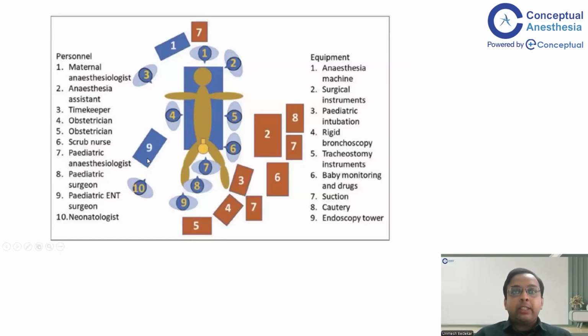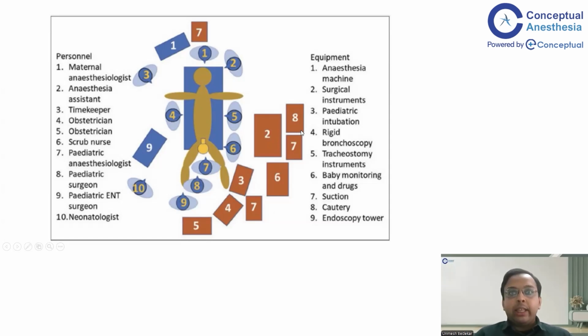So this is the ergonomics of the operation theater, starting from one, where there is the main anesthetist or the maternal anesthesiologist and the assistant. Three is the timekeeper of the procedure. Here are the surgeons, that is the obstetricians, on both sides. Here is the nursing staff at six. At seven, where the baby is being delivered, the pediatric anesthesiologist and the pediatric surgeon will stand. If required, a pediatric ENT surgeon will stand. There will be a neonatology unit at this side.